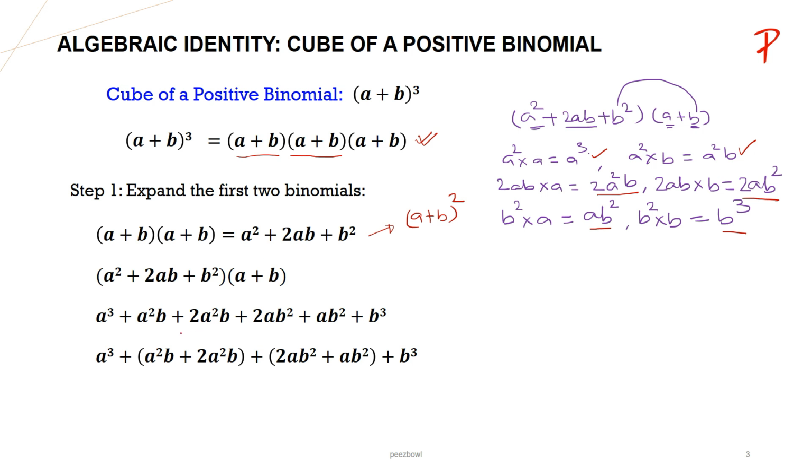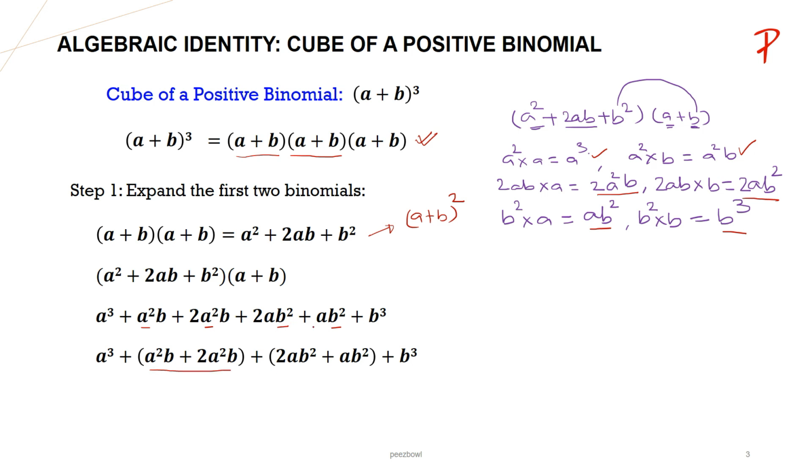Now we have to group like terms. So these are the like terms: a to the power 2, a to the power 2. These two are like terms. Same here, b to the power 2, b square. Here also we have b square. So these are two like terms. So a square b plus 2a square b, these both are like terms. We group them together.